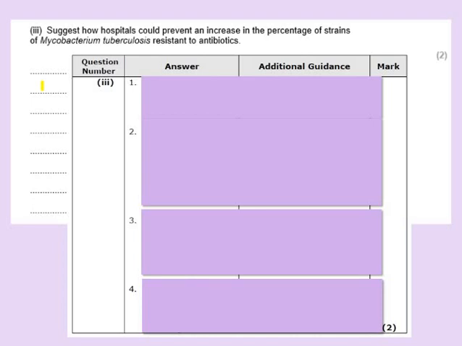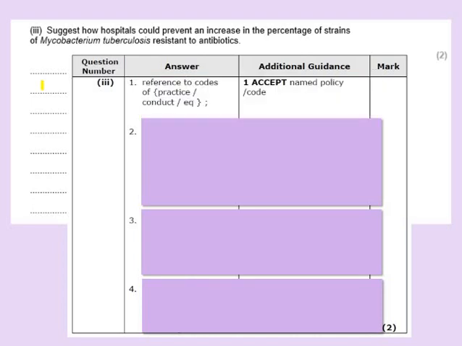So, reference to codes of practice or codes of conduct. So if you said specific things that you know hospitals are doing, you would have gotten this mark. Now we'll look at the rest of the answer first before we give examples.